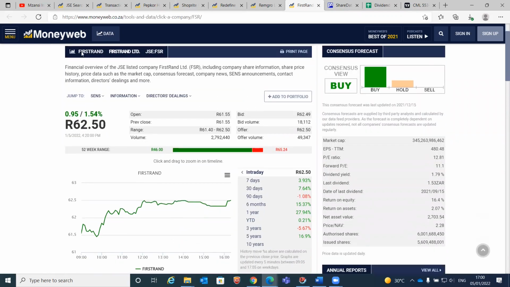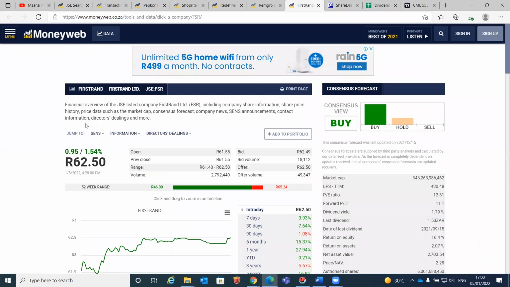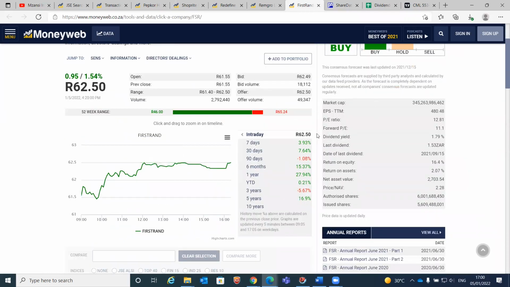So in this case, we are looking at Firstrand. We know that Firstrand is a banking stock. And this is where I'm mostly interested. This is where I get the dividend yield information. As you can see here, we have a dividend yield of 1.79%, and then it shows the last dividend that was paid. This is a gross dividend.